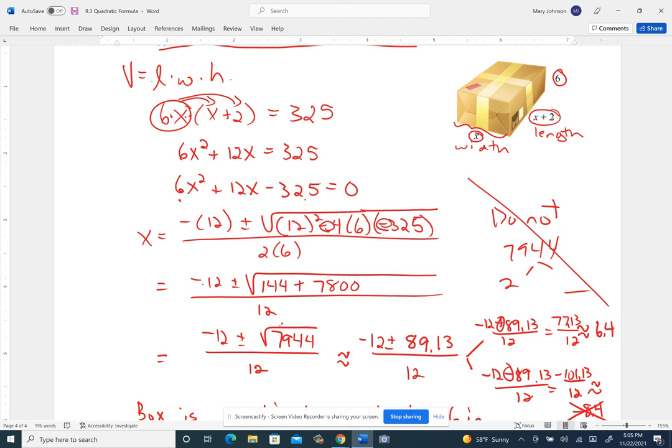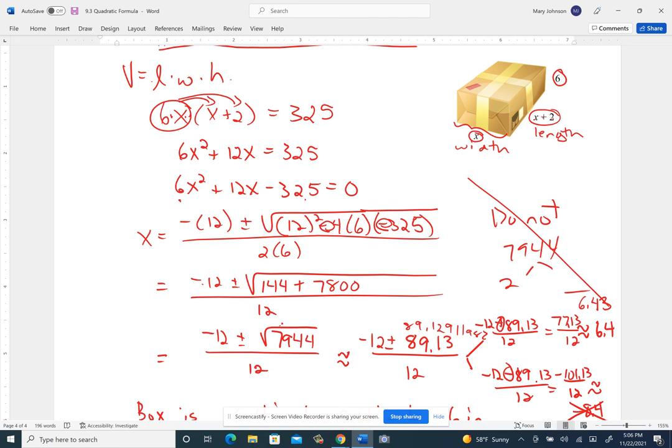When I do the square root of that, I get 89.129. And I kept to the nearest hundredth. Maybe I shouldn't have even rounded that much. So I'm going to keep all of that in there to see what happens. So if I take that and subtract 12, and then divide by 12, I would get 6.43 if I round to the nearest hundredth.